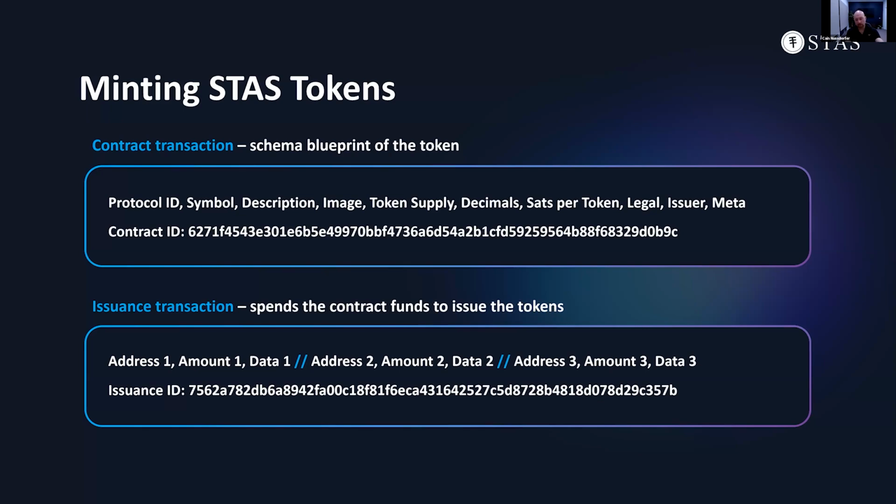And once you've done your contract transaction, you'll have a transaction ID, an issuance transaction ID, and these can be used as reference points to your token in the future.